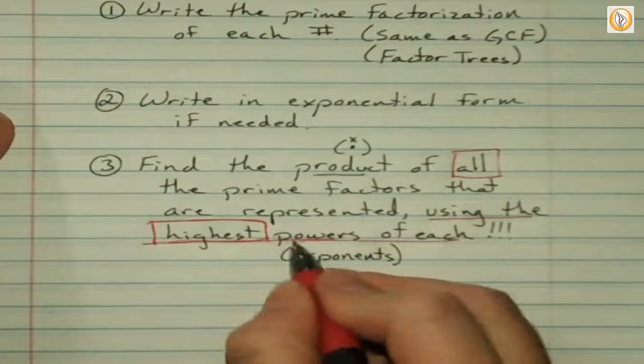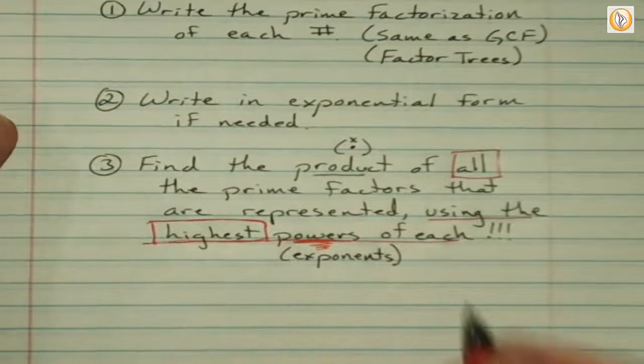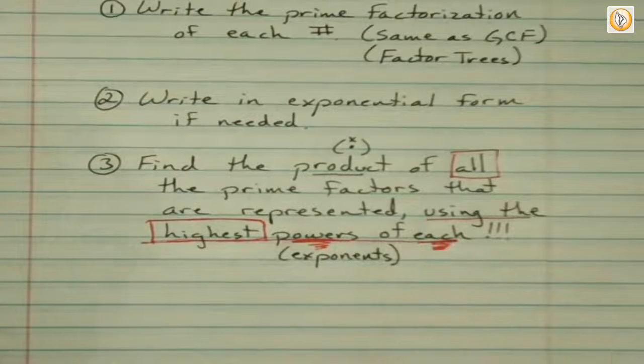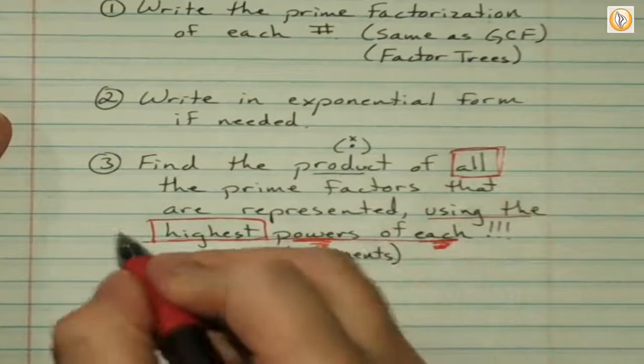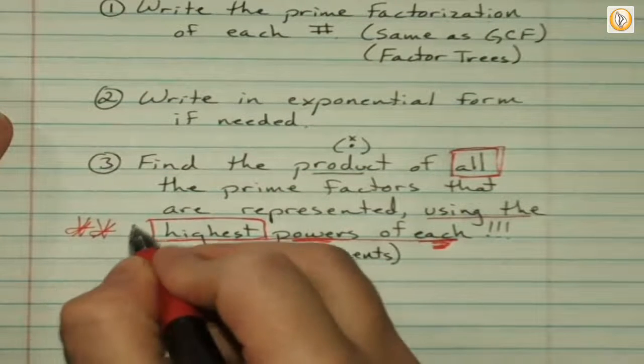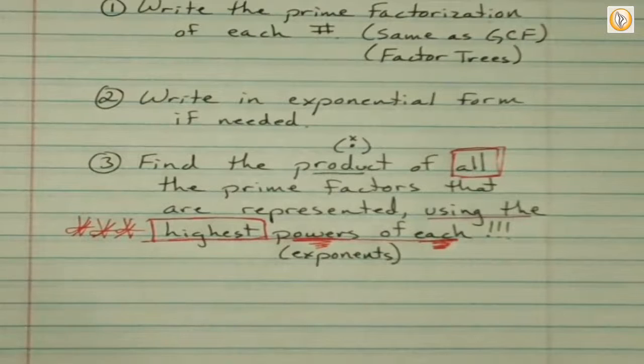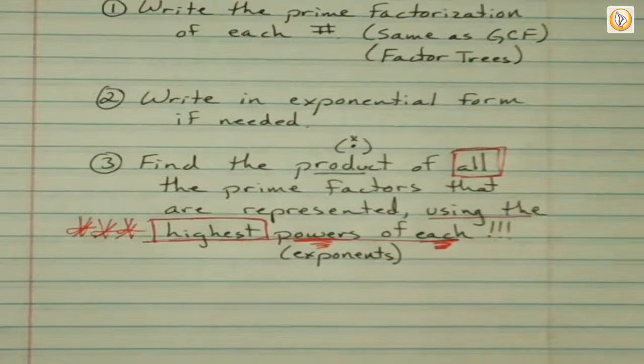What do they mean by highest? Well, you're about to find out. Okay. You think this is very important? Yes. Have I made that clear? Yes. Okay, so the third step, 1 and 2, you guys have already been doing. Okay, y'all understand that. Step 3 is unique only to least common multiples. You find the product of all the prime factors that are represented using the highest powers of each. And I'm going to explain that in just a minute.